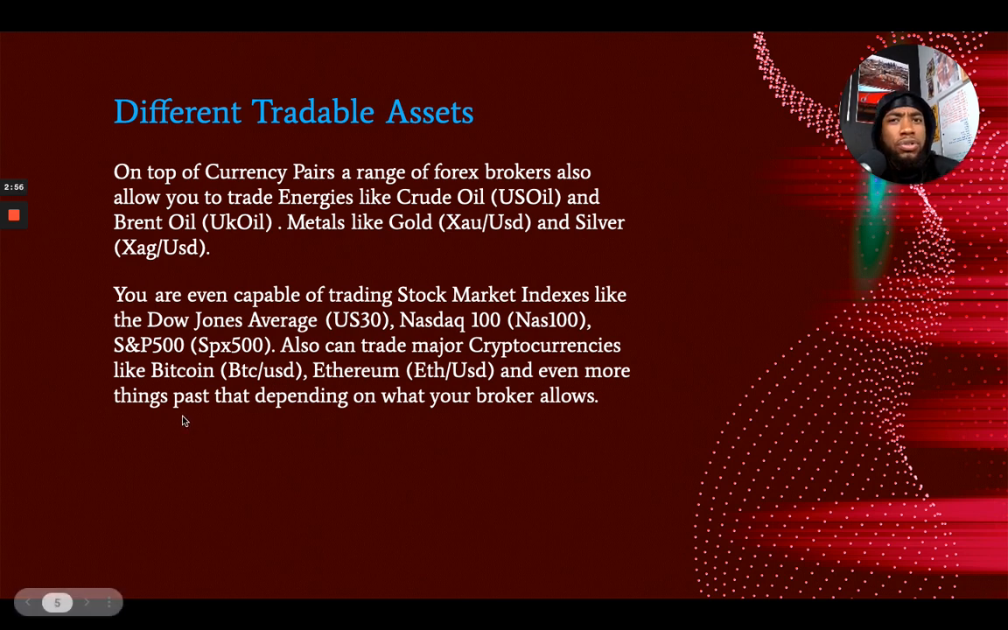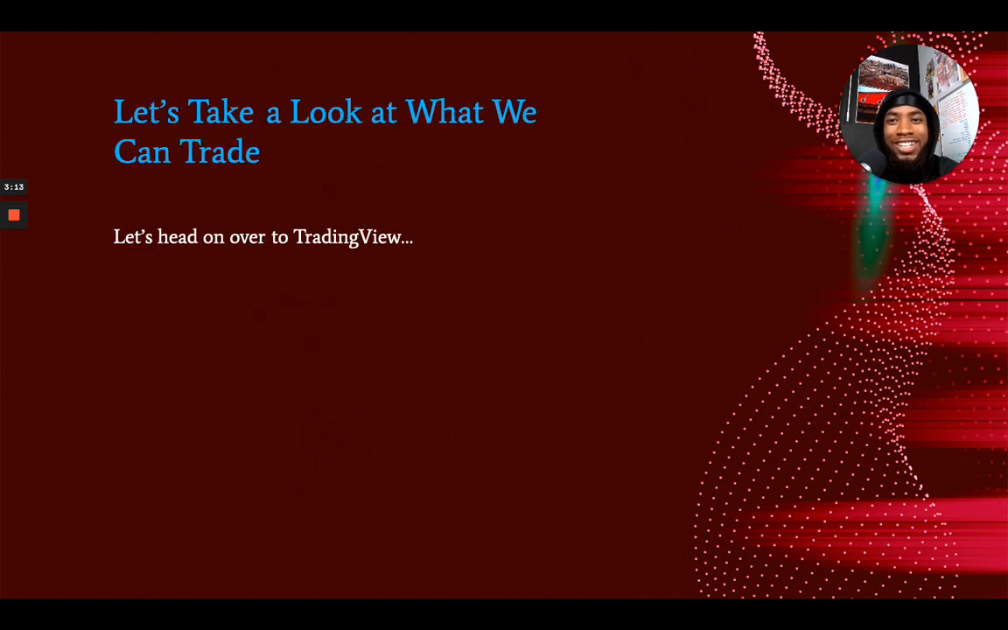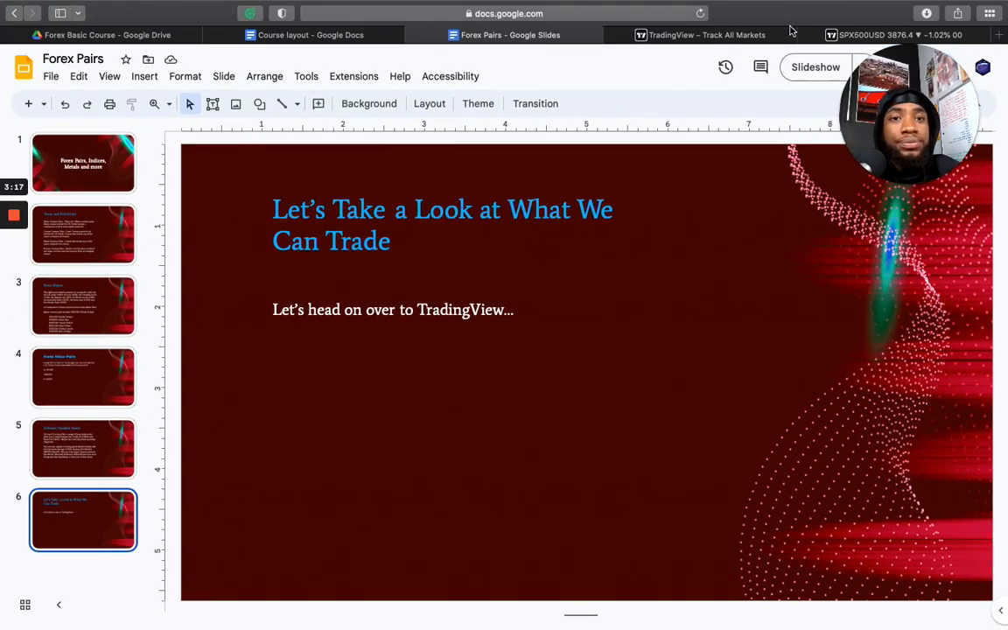So different brokers do allow different things, so you kind of have to gauge what your broker allows depending on what broker you decide to go with. And we will briefly touch on brokers, but I kind of like to leave that up to the average person to decide, because once again, not a financial advisor. So let's take a look at what we can trade in TradingView.